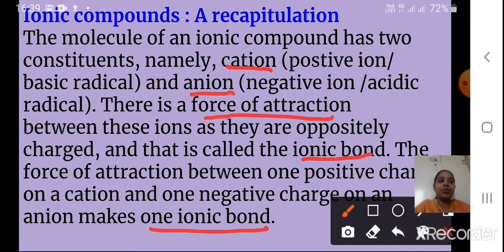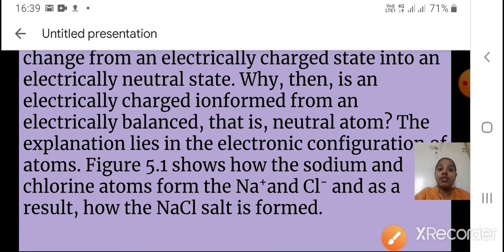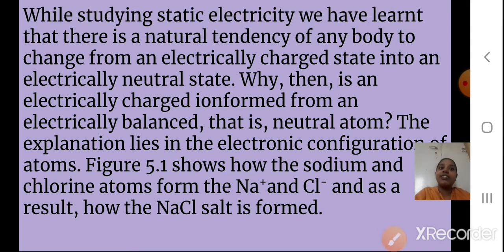We'll continue. While studying static electricity, we have learned that there is a natural tendency of any body to change from an electrically charged state into an electrically neutral state. Do you remember static electricity? Bits of paper, a scale rubbed on your hair, then you try to pull the bits of paper and they get attached for some time to the scale. That is your static electricity.